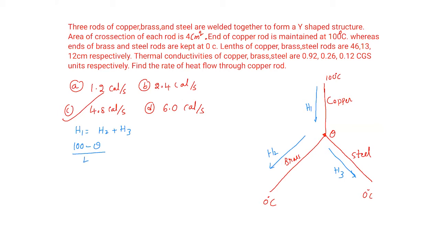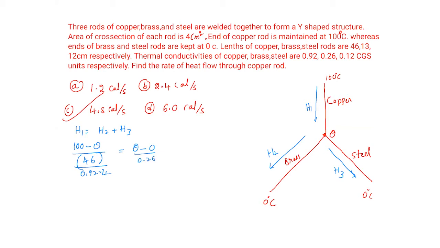For copper rod, what is L? 46. So it is 46 divided by K a. What is the K value for copper rod? 0.92 into area. Area is 4 centimeters square, same for all of them. So it is 4. So it is equal to H2. What is H2? Theta minus 0 divided by L by Ka. What is the length of brass?